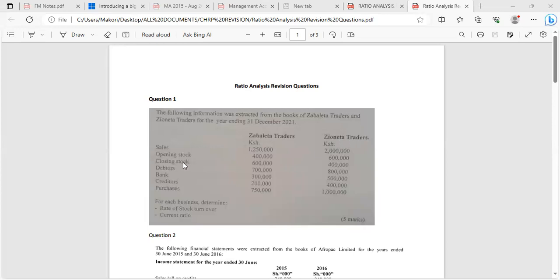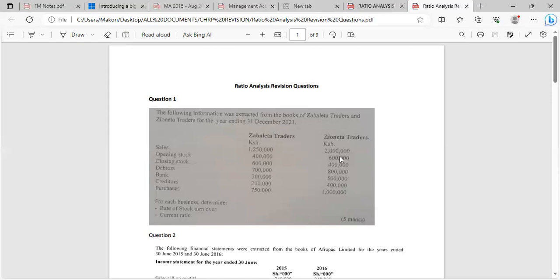So for Zabaleta, you calculate the cost of sales. You take the opening stock, you add the purchases. The opening stock is 400,000. You add 750,000, which is for purchases. You deduct the closing stock, which is 600,000. You will get the cost of sales. Then you divide by the average stock, which is opening stock plus closing stock divided by 2. So you take 400,000 plus 600,000 divided by 2, you get the average stock. The cost of sales divided by the average stock gives you the rate of stock turnover for Zabaleta.